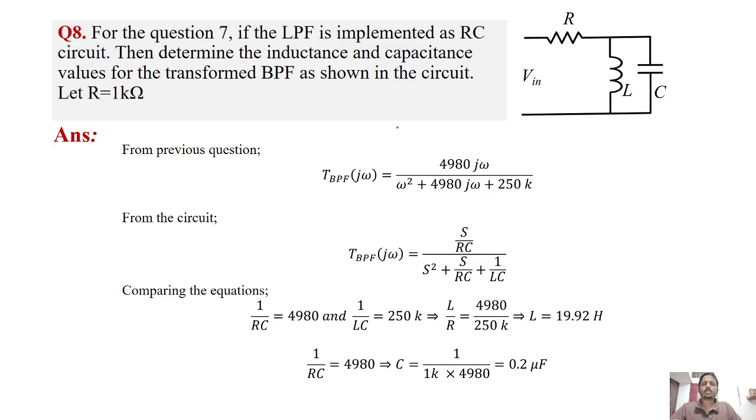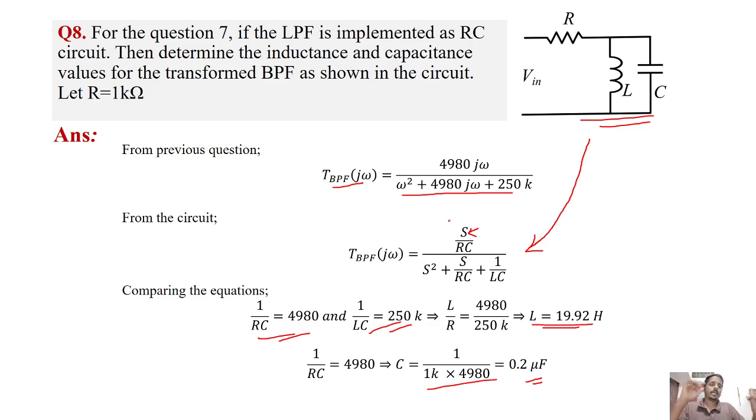I think you understood. So from the previous equation I know the bandpass filter transfer function, and for this circuit I have found the transfer function. So during the same computation that I did previously, this is the transfer function of the circuit: instead of j omega I substituted s, so s by RC by s square plus s by RC plus 1 by LC. Later I can substitute s as j omega. On comparing this, I'll get 1 by RC as 4980 and 1 by LC as 250k. So I can get the values of L and C. I'll get L equal to 19.92 Henry and C as 0.2 microfarad.